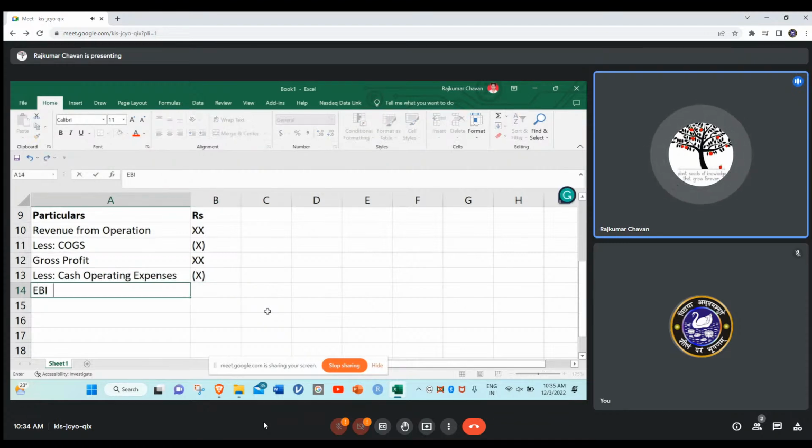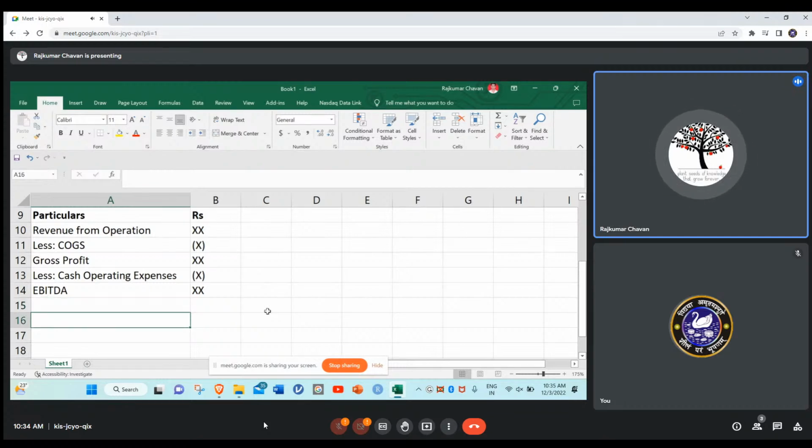Now, once you deduct these cash operating expenses, what do you get? EBITDA. What is the EBITDA full form? Earnings before interest, tax, depreciation, and amortization. So we got the EBITDA value over here. Now, EBITDA is not actually the profit for me because it includes non-cash expenditure called depreciation and amortization.